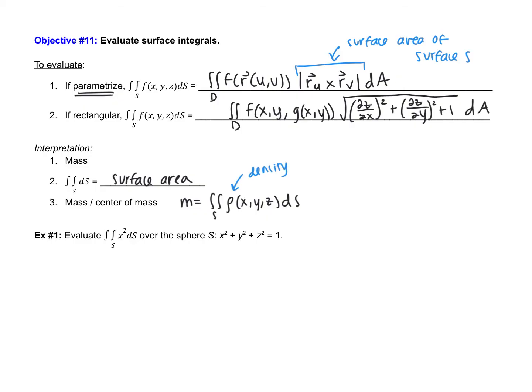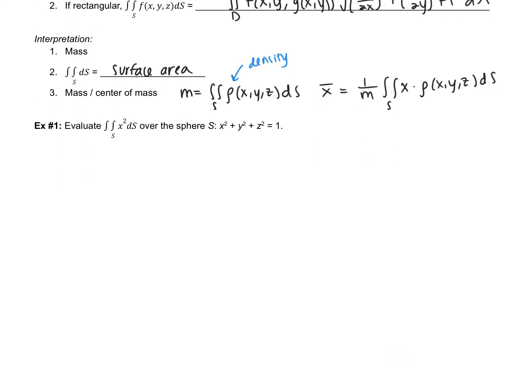And then if you wanted the center of mass, I'm going to give you x bar, which is the center for x. Of course, you would have to do y and z. That would be 1 over the mass, and then the surface integral of x multiplied by rho of xyz dS. Similar idea for y bar and z bar. So like I said, in our class, we haven't focused on center of mass. It's just another application. Okay, so let's see this in action.